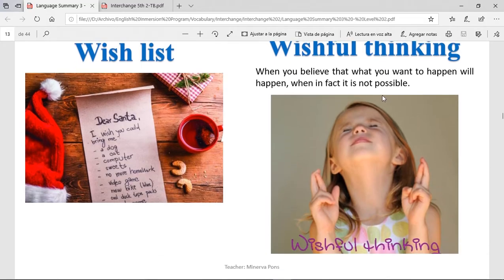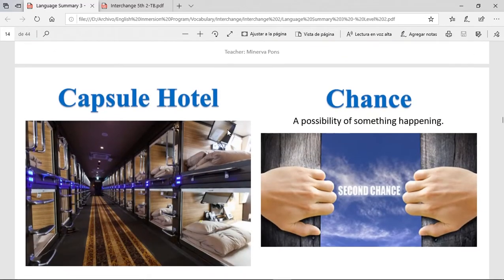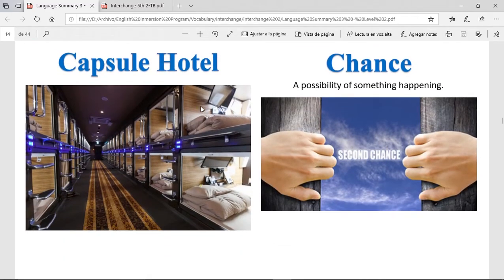Wishful thinking is like, oh my god, exactly today I will receive $1 million. And you're really believing it, even though you know it's not going to be possible. Sadly. Okay, capsule hotel. Those are small hotels that have little capsules where people can sleep and watch TV or something, and it's really, really small and it's also inexpensive.